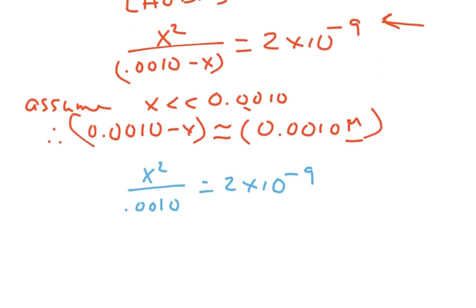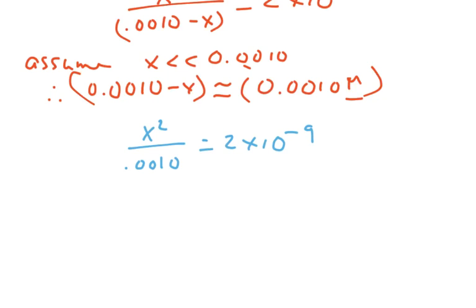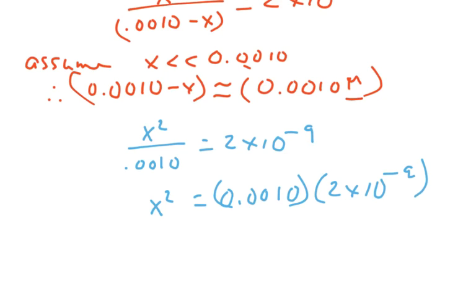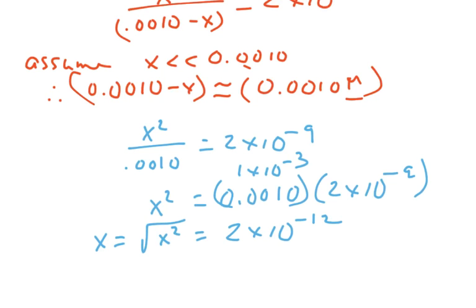So we can see 0.001, that's 10 to the minus 3, times 2 times 10 to the minus 9. So I'm saying X squared equals 0.0010 times 2 times 10 to the negative 9. And if I multiply that, I'm going to get 2 times 10 to the negative 12, because this is 1 times 10 to the minus 3. I'm going to add my exponents as I multiply. So 2 times 10 to the minus 12 equals X squared. What we're interested in is X, so that's the square root of X squared. So that's the square root of 2 times 10 to the minus 12.